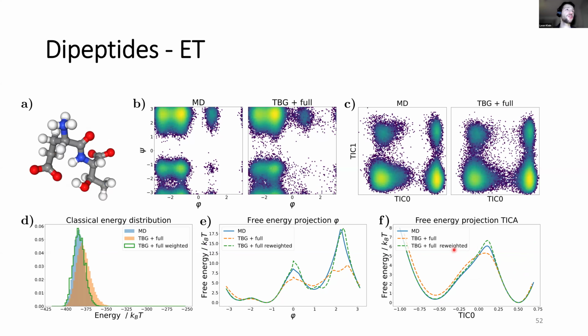And here for a different dipeptide in the test set, we can see it works again very similarly. We are matching the distribution very well, as seen with the TICA plots. And the energies again are slightly too high, but after reweighting, we recover the energy distribution as given by the long reference MD simulation. And again, these projections also work quite well.